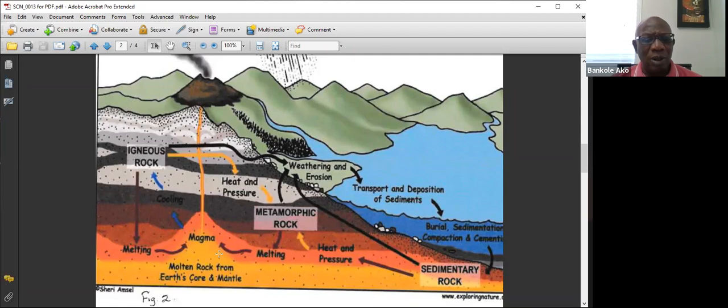Once the mine is set, the next thing is to exploit the mineral. Two main methods: surface mining. We have open pit or strip mining. This could start from 0 to about 1.2 kilometers deep. After that, we go into underground mining to get the deeper deposits.